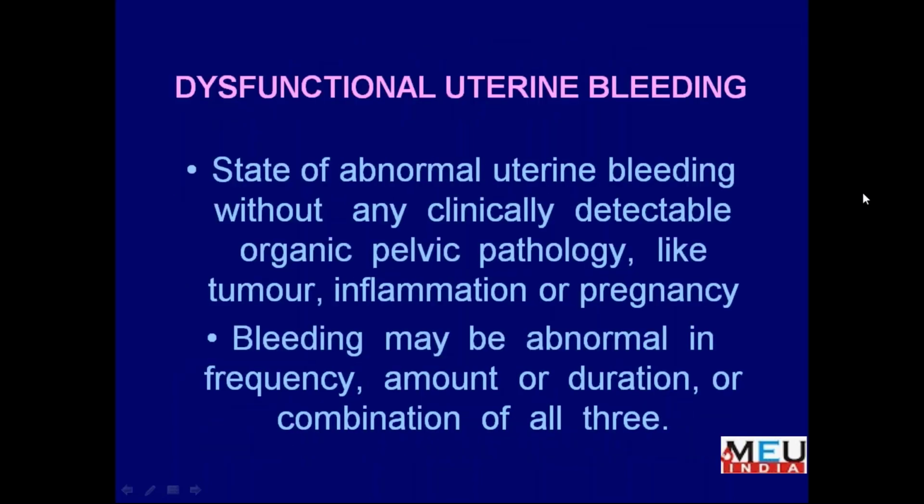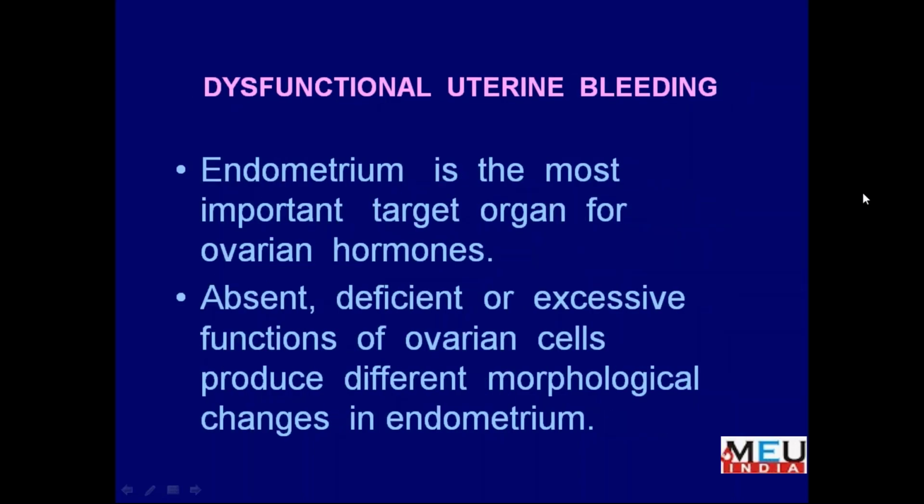Now, once we know the basic effects of the hormones, we can move towards dysfunctional uterine bleeding, which is defined as that state of abnormal uterine bleeding without any clinically detectable organic pelvic pathology like tumor, inflammation, or pregnancy. The bleeding may be abnormal in frequency, amount, or duration, or a combination of all three. So the endometrium is the most important target organ for ovarian hormones, and any absent, deficient, or excessive function of ovarian cells produces different morphological changes in the endometrium.